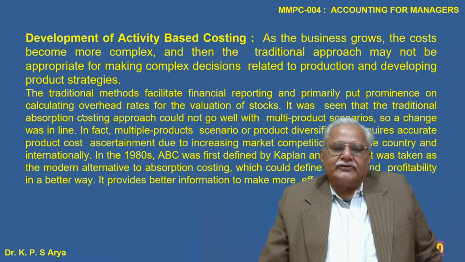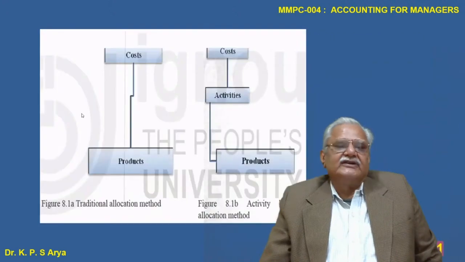In fact, a multiple product scenario or product diversification requires accurate product cost ascertainment due to increasing market competition within the country and internationally. In the 80s, ABC was first defined by Kaplan and Burns. It was taken as a modern alternative to absorption costing, which could define product and profitability in a better way. It provides better information to make more effective decisions.